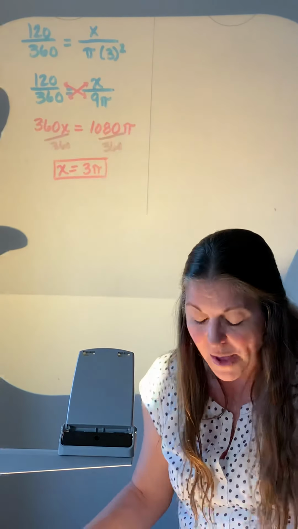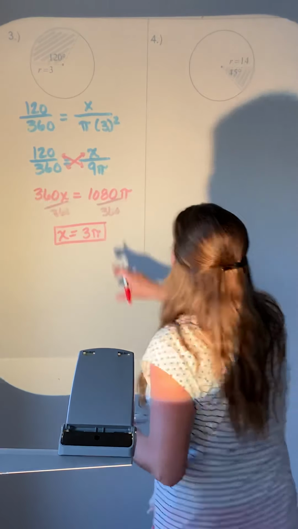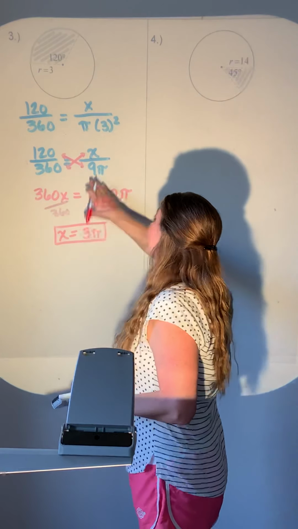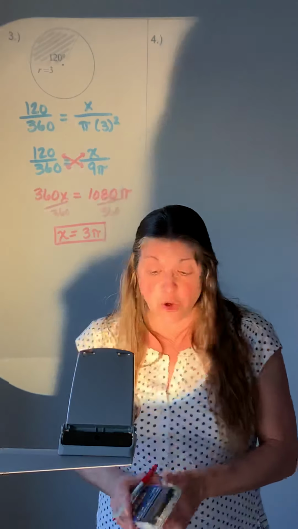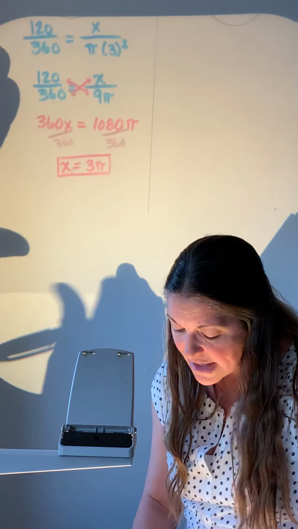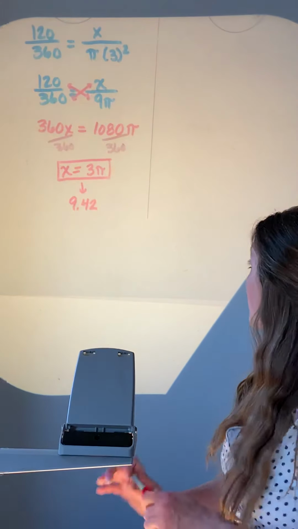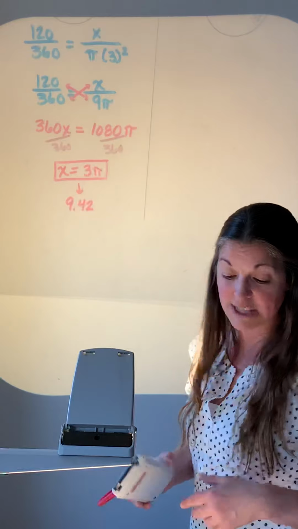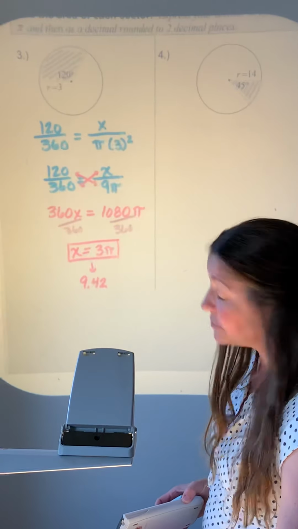Now, just like we talked about with the arc length, double check that it makes sense. Basically, this denominator here is the area of the entire circle. So this being less than that makes sense. We also want to know the decimal, so we just do 3 times 3.14, and that gives us 9.42. So again, we want to make sure that we're familiar with the answer in terms of pi in addition to the decimal. All right, and last but not least, we're going to do number 4.